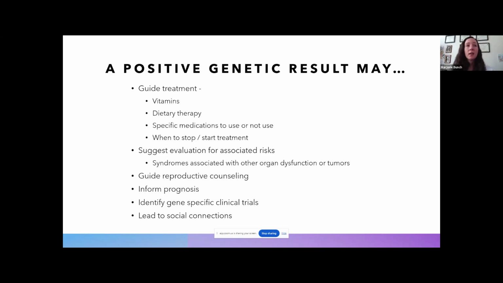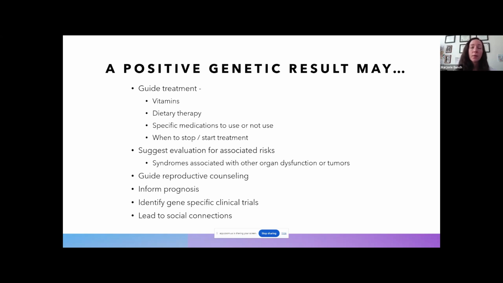So the benefits of getting a positive test result, there are many of them, actually. It might be able to guide treatment, right? So there are some epilepsy syndromes that respond to vitamins or dietary therapy. Genetics sometimes gives us guidance on when to use or when not to use specific medications, or when we might be able to stop treatment, or when you should start treatment. And a positive result may suggest that there are associated risks with the epilepsy.